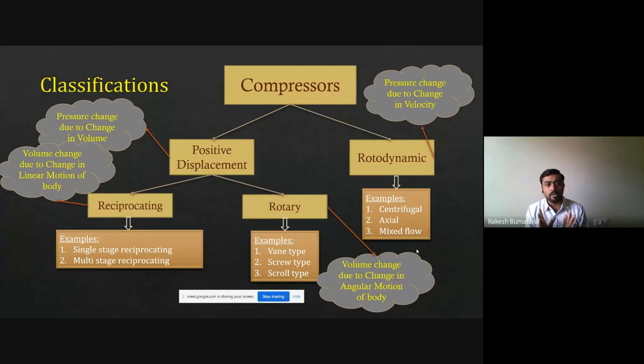So a fan will simply increase the velocity of air, but it will not increase the pressure much, just a 1.1 pressure ratio. What happens in a blower? Let's take the example of a blower. In a blower, air is sucked in from one side and given out from the other side, with mechanical energy as the input.